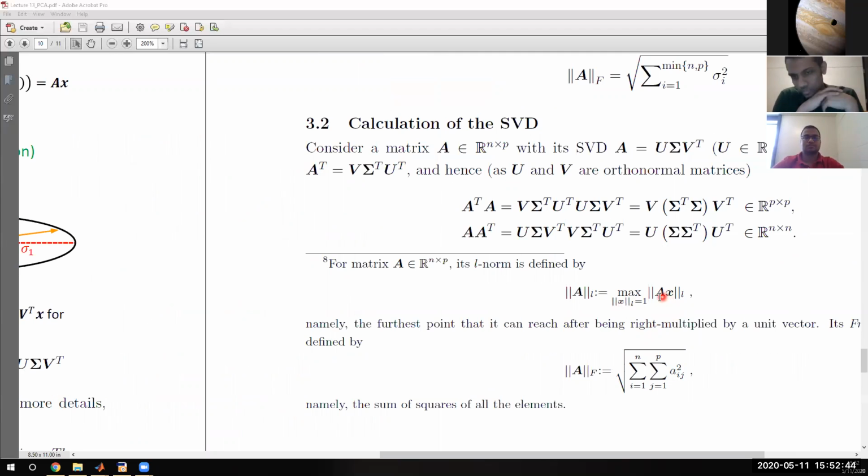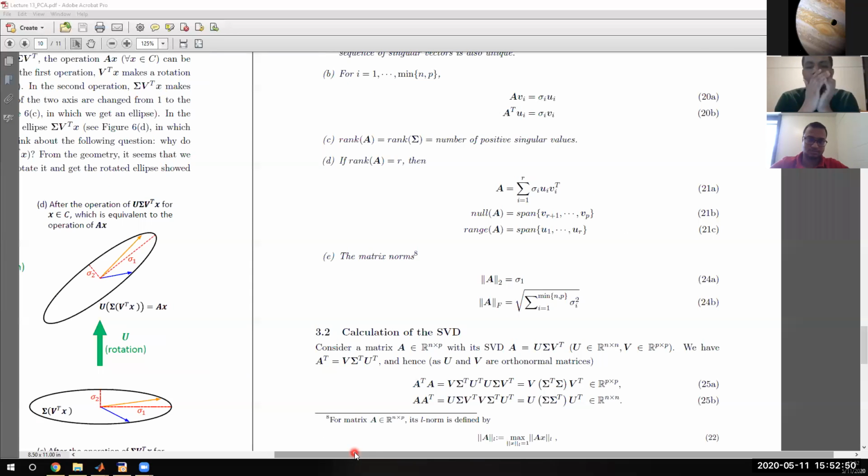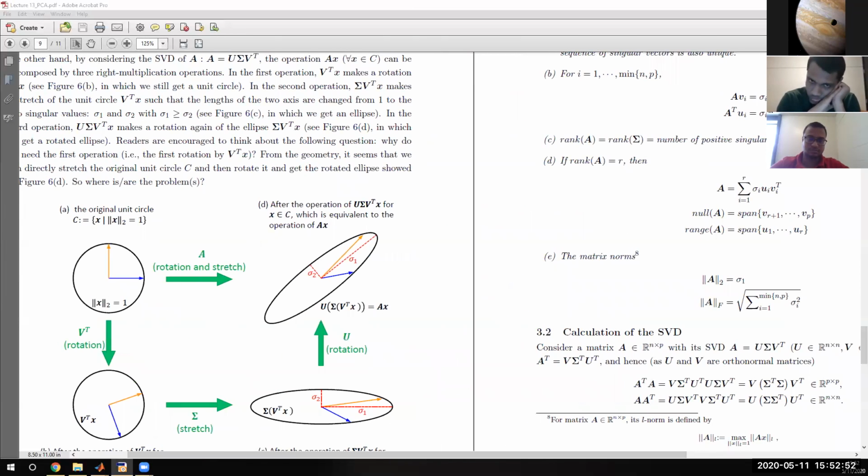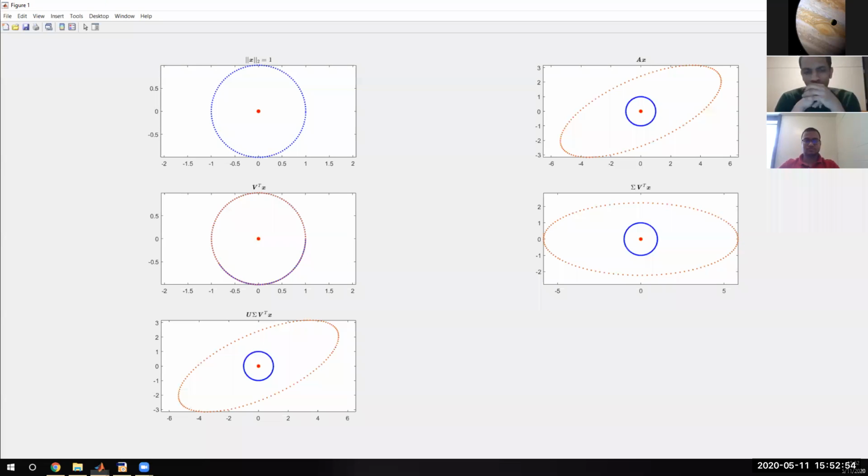So AX is a point, for example, here. Look at this. This is AX, right? I still have the picture. For example, I give you a point here, an X here. Suppose this is X. AX may equal this point. I give you X, you get an AX.